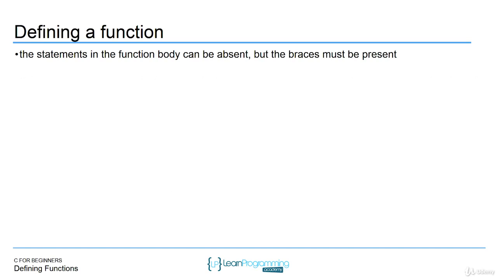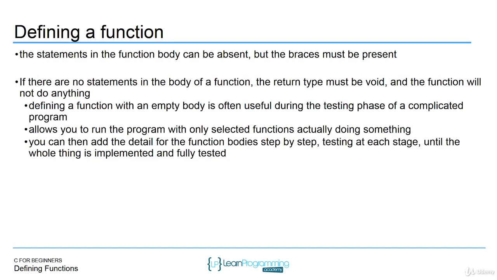The statement in the function body can be absent, but the braces must always be present. So you don't have to actually have any implementation, but you have to have the braces for a function to be there. If there are no statements in the body of a function, the return type has to be void. And again, we'll focus on this later. And the function will not do anything because you have no implementation. If you define a function with an empty body, it can still be useful even though it's not accomplishing anything.